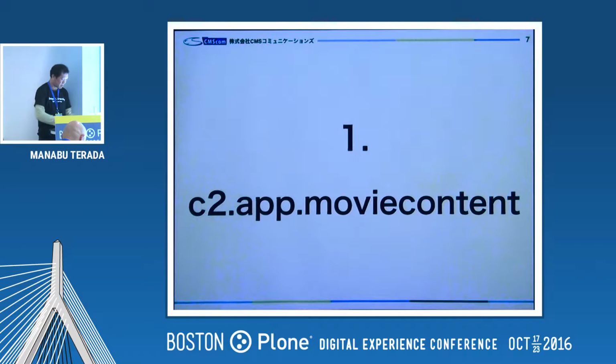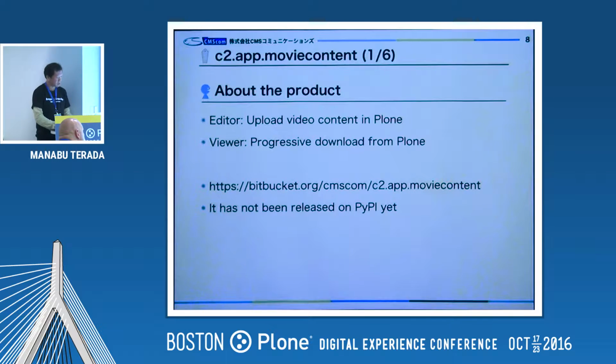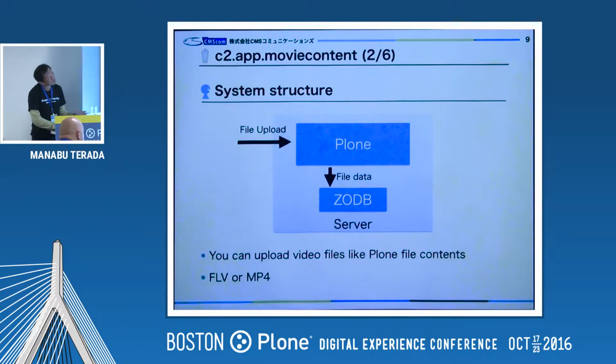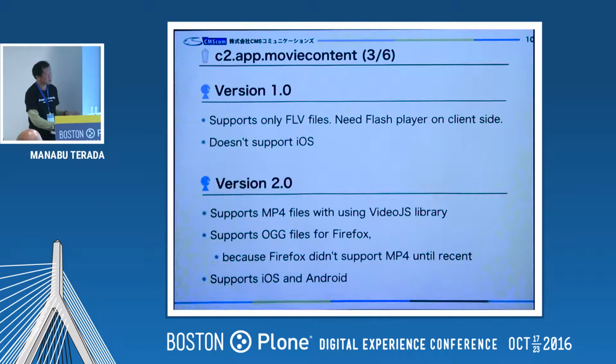So, first challenge. I have been making a new product since 2011, about 5 years ago. With this product you upload video content in Plone and get progressive download from Plone, but it has not been released on PyPI yet. The file uploaded to Plone goes into the ZODB, and it does progressive download. This product has two versions.